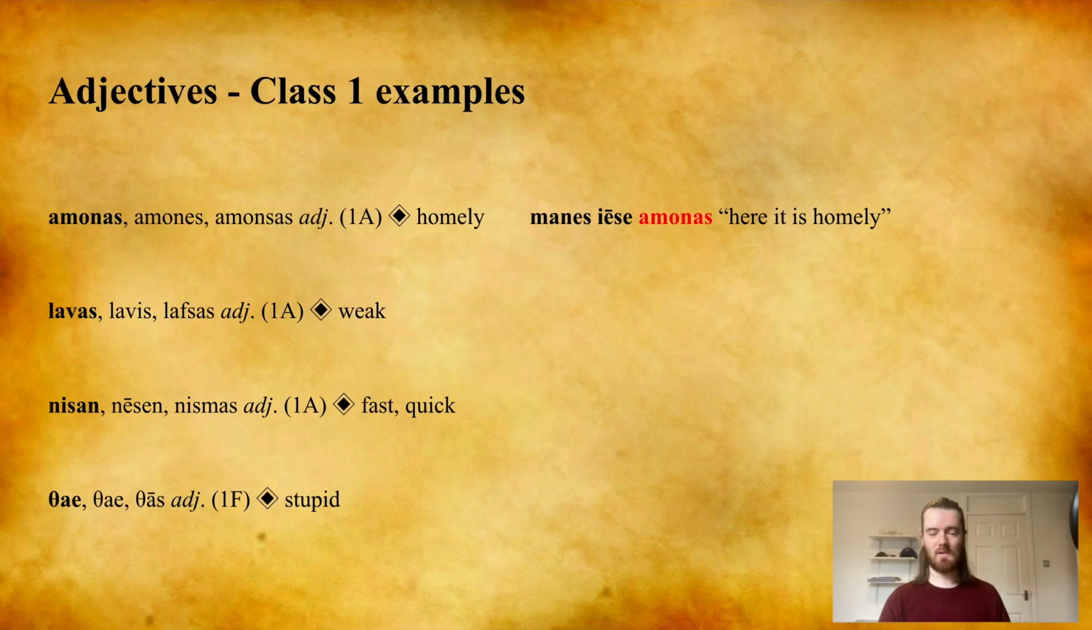In our first example, we're going to be looking at amonas, amones, amonsas, which means homely. In the sentence manes ie se amonas, which means here it is homely. Notice we're using the copula ie se rather than ite because we're linking an adverb to an adjective.